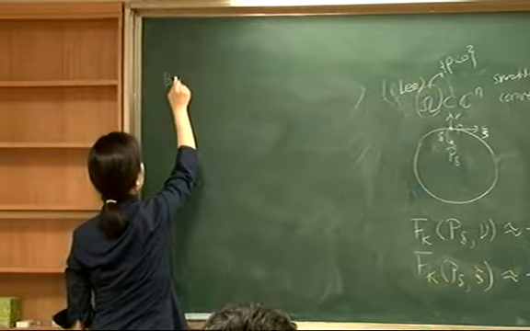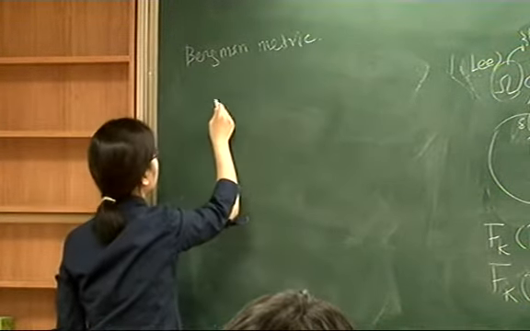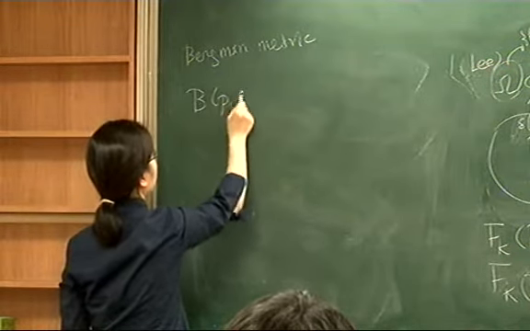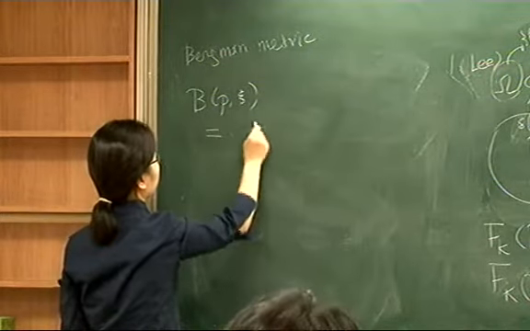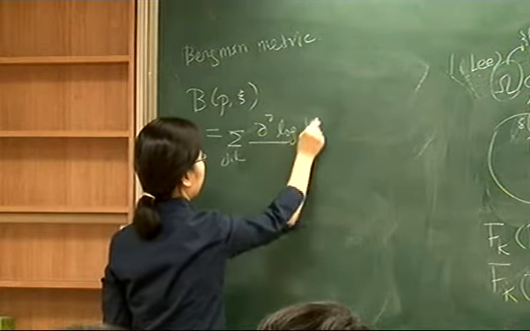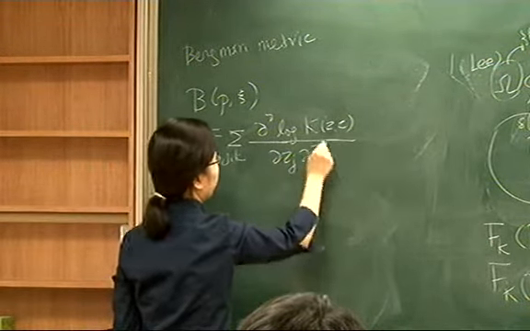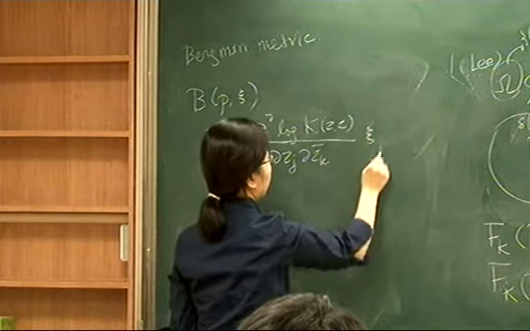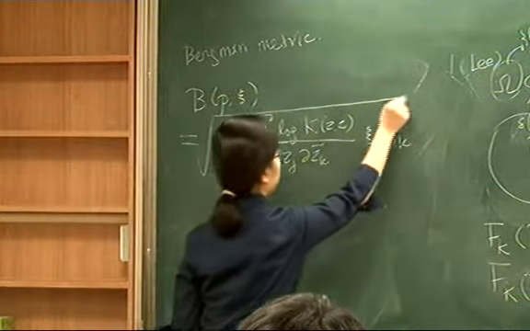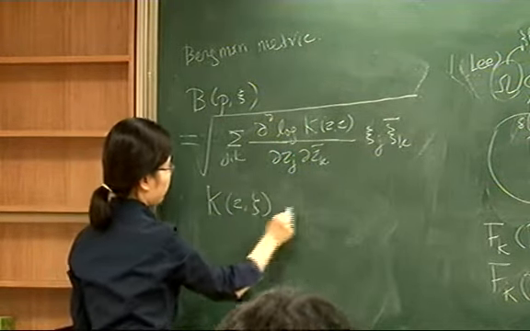So the Bergman metric is another invariant metric, and it is defined as the square root of the summation over j,k of partial squared log K(z,z) over partial z_j partial z_k bar, times xi_j xi_k bar, where K(z, zeta) is the Bergman kernel.